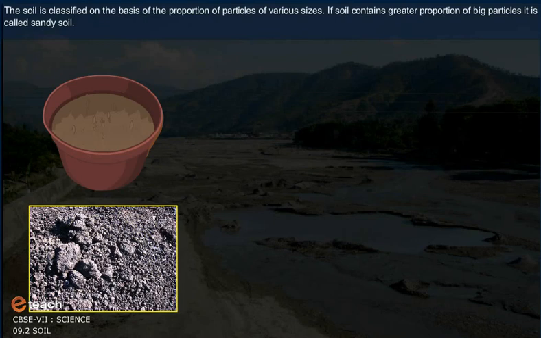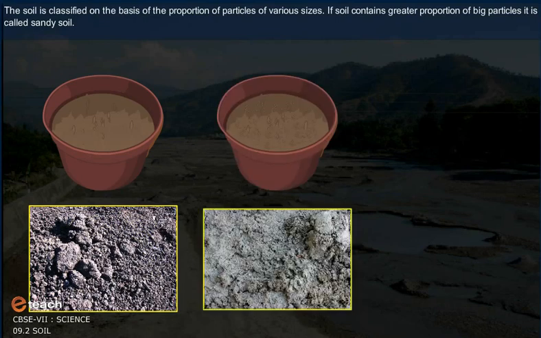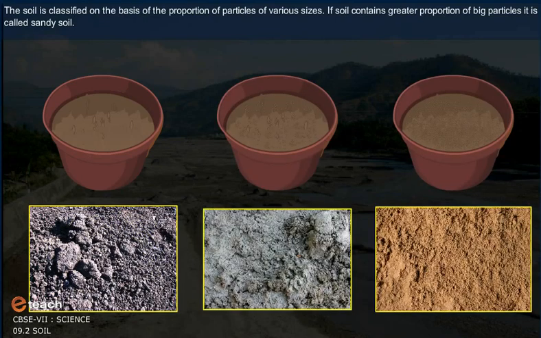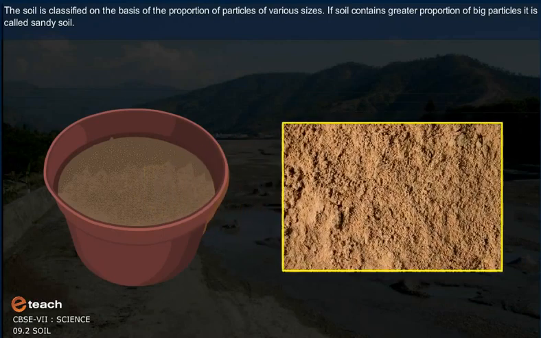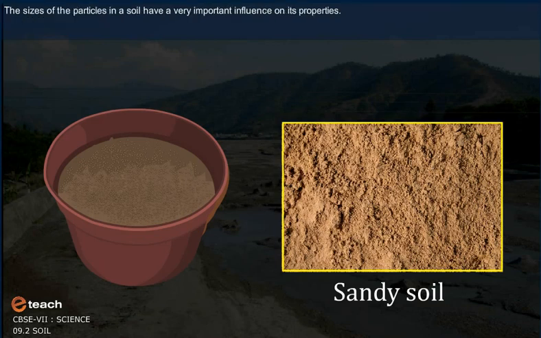The soil is classified on the basis of the proportion of particles of various sizes. If soil contains a greater proportion of big particles, it is called sandy soil. The sizes of the particles in a soil have a very important influence on its properties.